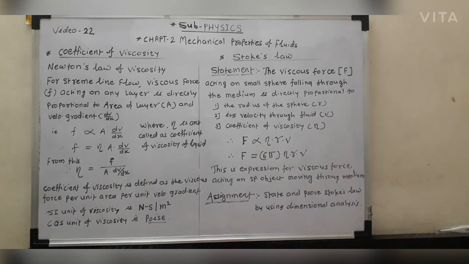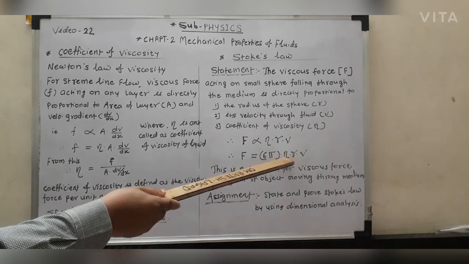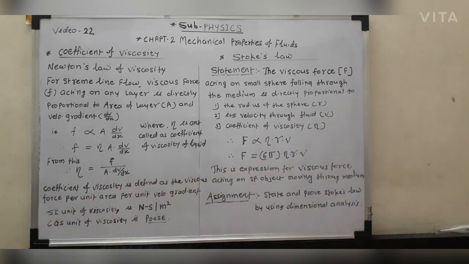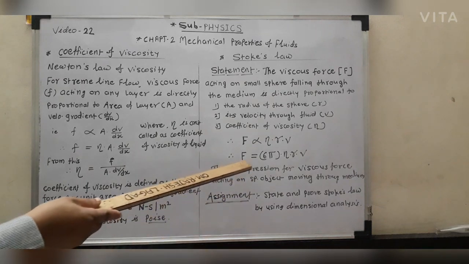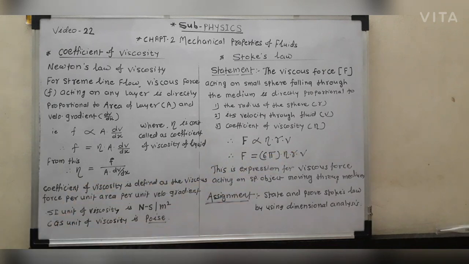Solving this, you get the dimension of the coefficient of viscosity: L minus 1 M1 T minus 1. Then you write the dimensions on both sides, compare and find the values of the indices a, b, c, and substituting, you get the formula F is equal to k into eta r v. K is a constant; substituting the value 6 pi, F is equal to 6 pi eta r v. This is Stokes law, which can be proved using dimensional analysis. Okay, you have to understand this well. Thank you.